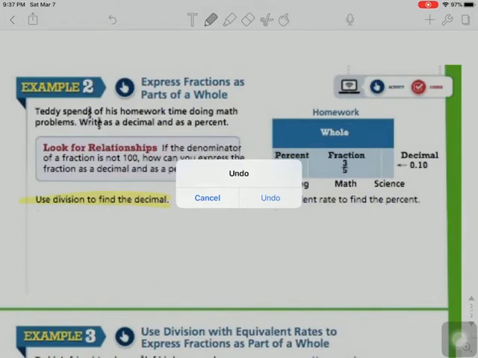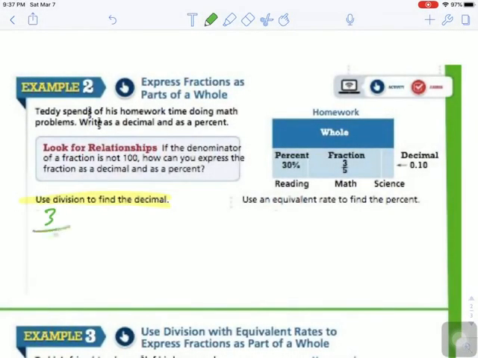Whenever we have 3/5, we know we're going to do 3 divided by 5. So if we do 3 divided by 5 in our calculator, that's going to get us 0.6. So now that we have our decimal, we should feel pretty confident turning this into a percent, but it's asking us here to use an equivalent rate to find a percent. So to use our equivalent rate, we have 3/5, and we want to turn this into a percent.